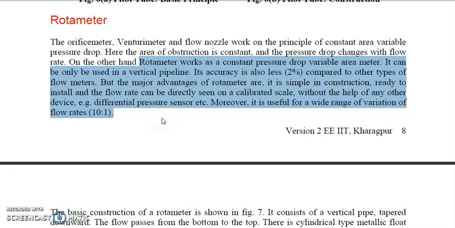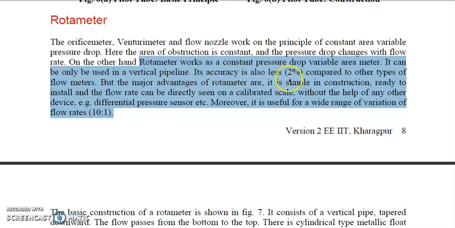Rotameter. Rotameter is a flow measuring instrument specifically designed to be inserted in the pipeline vertically. And rotameter works as a constant pressure drop, variable area meter. Variable area meter means this flow measuring instrument is designed such that the area is constantly varying from bottom to top, and it can be used only in a vertical pipeline.